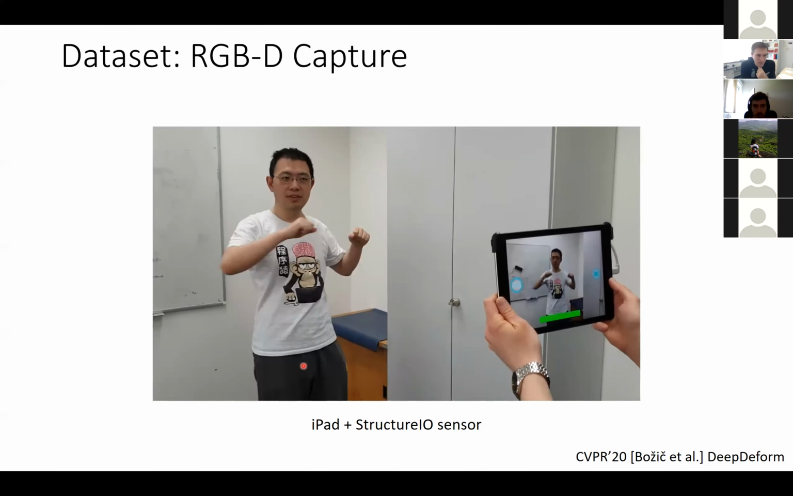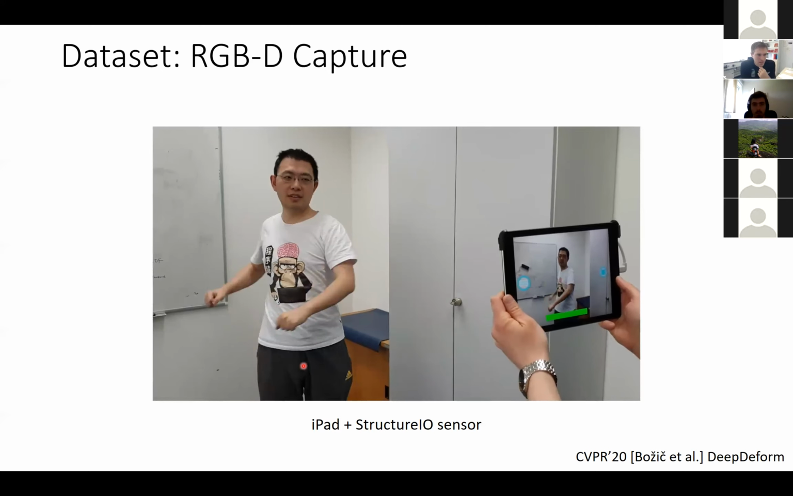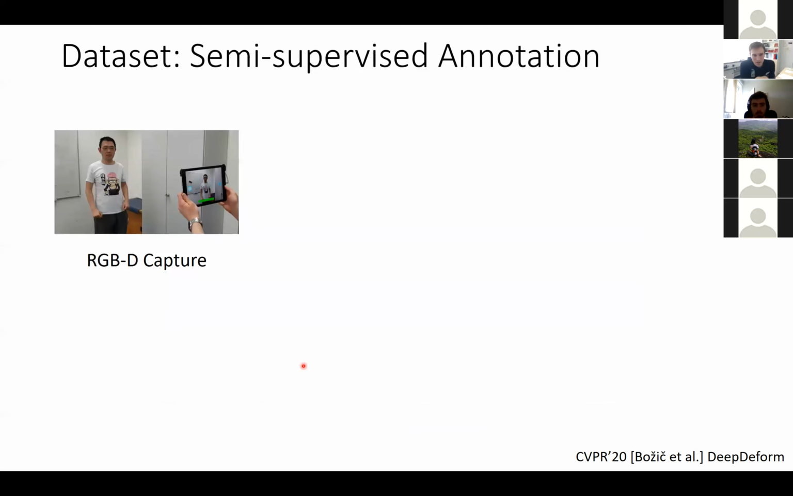We used an iPad with a Structure I/O sensor. It's basically a Kinect on the iPad. The color camera though comes from the iPad. So we captured a bunch of sequences. We hired people to help us capture sequences. I'll go to the numbers a little bit more.